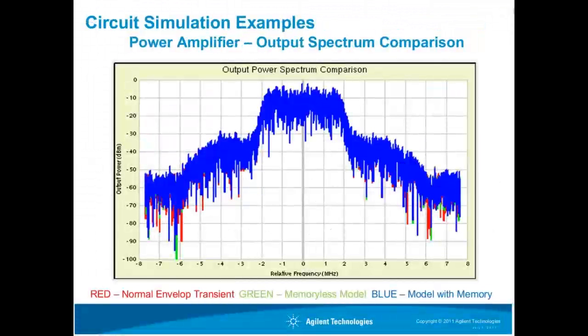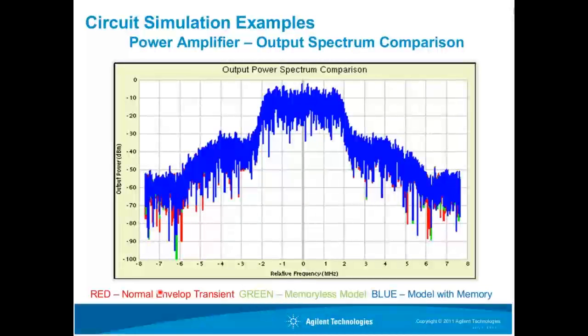So let's look at a couple of quick circuit examples. Now this is not in SystemVue. This is still within the circuit simulator, but these are examples that we looked at in February. Basically, I have a power amplifier here, and this particular power amplifier does not exhibit any memory effects. There's no baseband circuitry included. It's just ideal biasing. And what we've plotted here is the output spectrum under high drive levels. And we're using normal envelope transient as our reference. It's in red. It's underneath the curves.